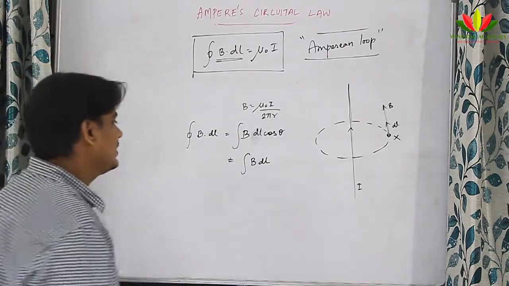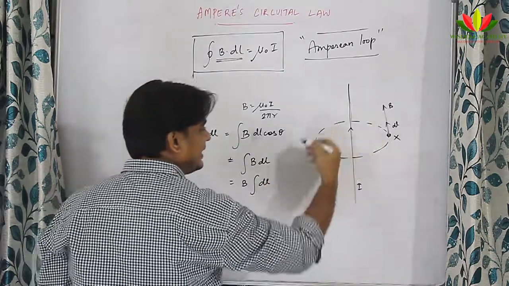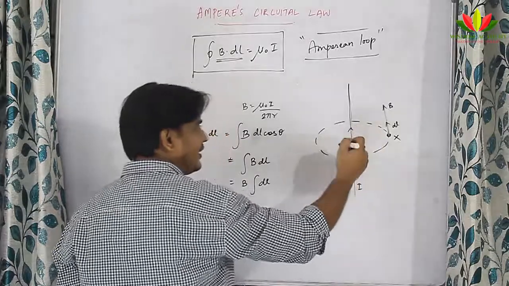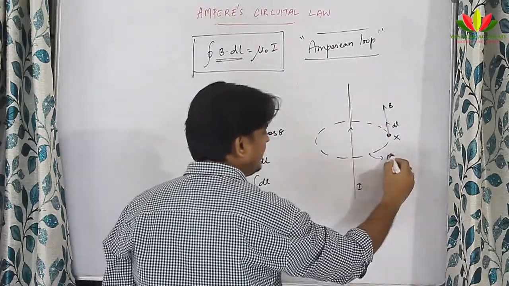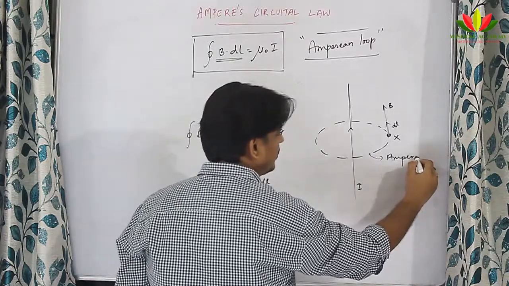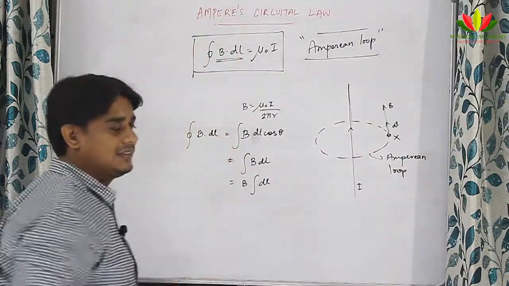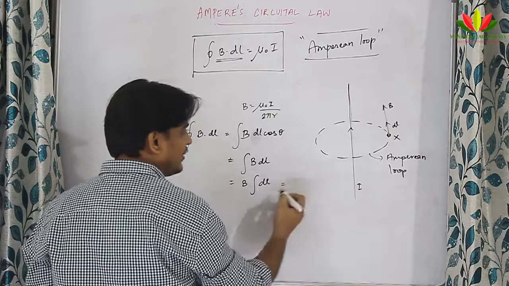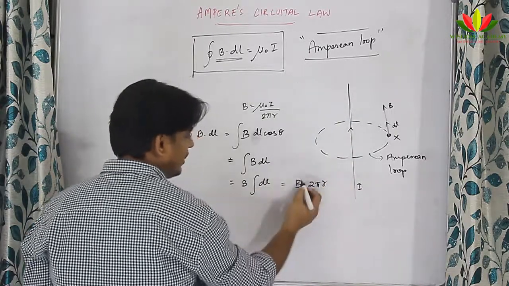So the integration of B, and what is dl? dl is the length, and the length of this loop is a circle. Now this is the Amperian loop I have drawn. For the current carrying conductor, I have drawn an Amperian loop around it. An Amperian loop is a closed, imaginary loop which encloses the current. So now, what is the integration of dl? It is 2 pi r. So B into 2 pi r. What is B from here?